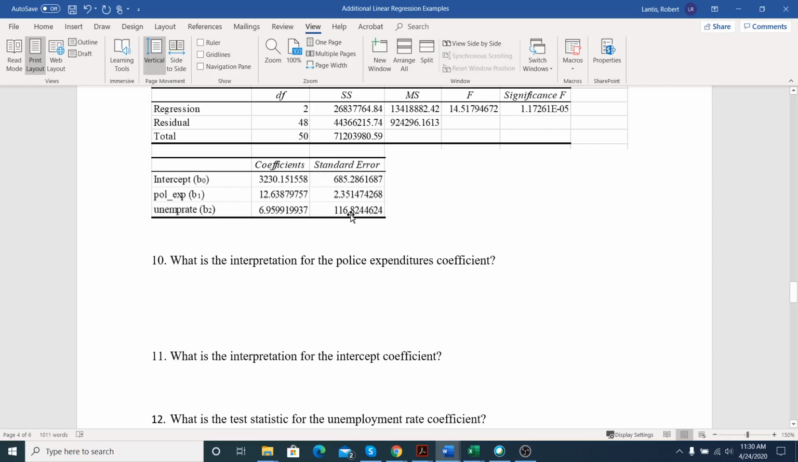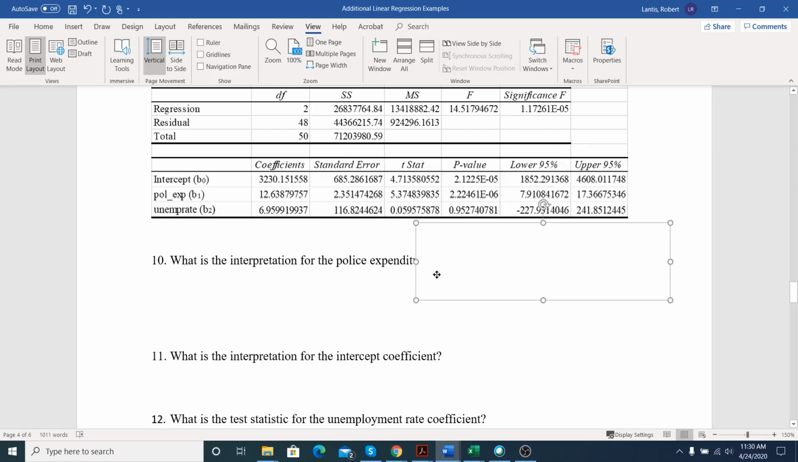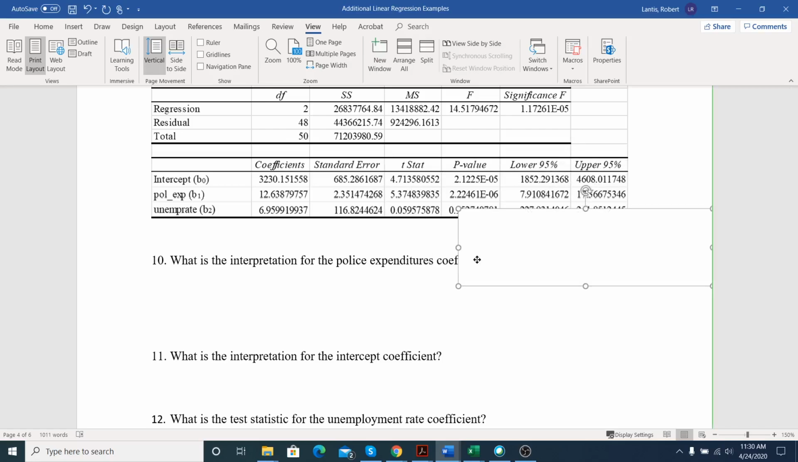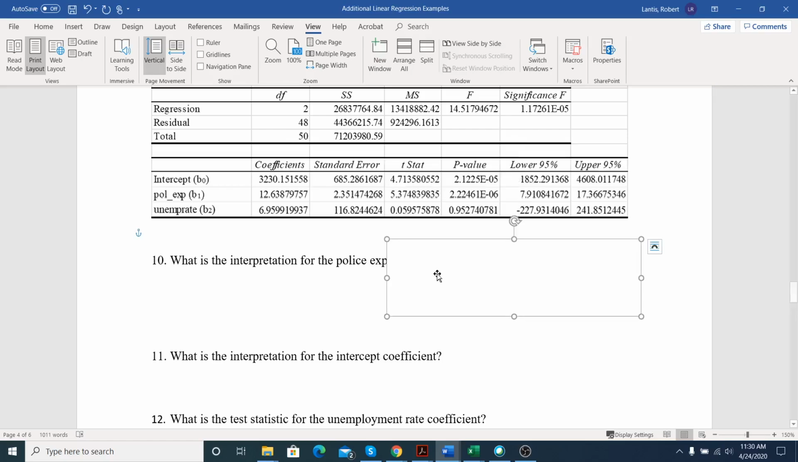6.9 divided by 116. All right, so it's going to be really small. If I move the box that I put over here, right, 0.059. Very low test statistic, which means we have a very high p-value. Right? So if we looked at these p-values, we would say that the unemployment rate really isn't a good predictor of crime rates, holding constant how much the town is spending on their police force.